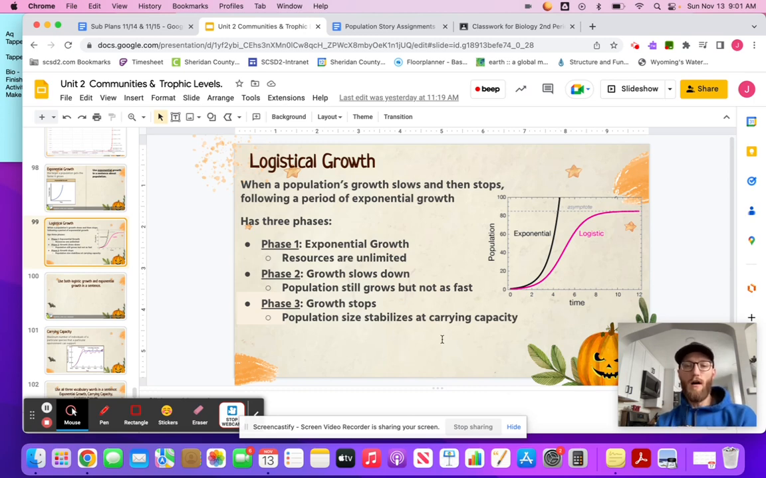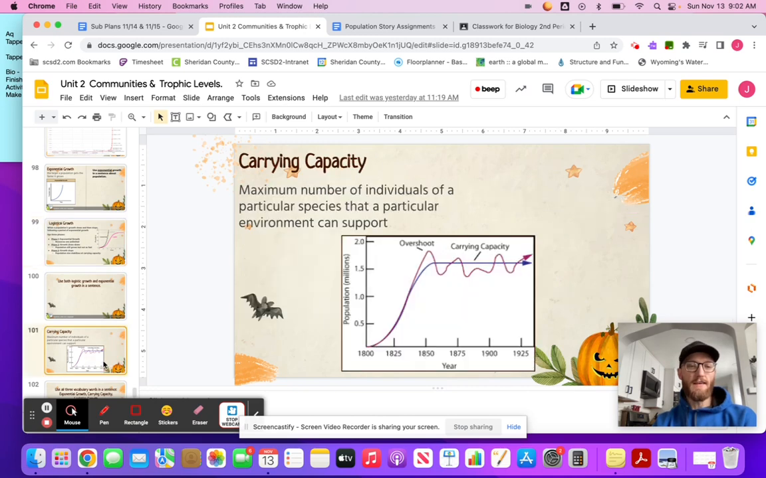So now, what do we call that when it stabilizes? Once we reach this point where we have the right amount of resources, the right amount of predators, right amount of prey in an area, we get to this kind of happy homeostasis. And what we call that is carrying capacity. Okay, so let's go ahead and add this to your notes. So carrying capacity is just the maximum number of individuals of a particular species in a particular environment that the environment can support.